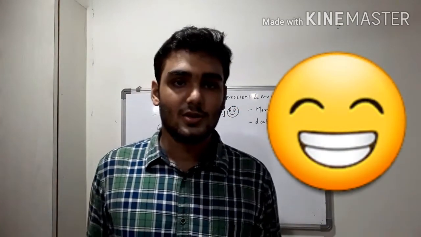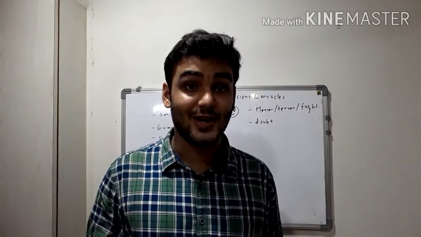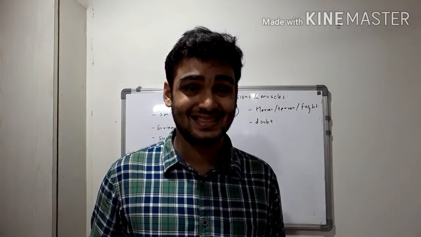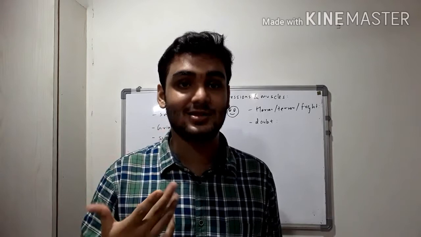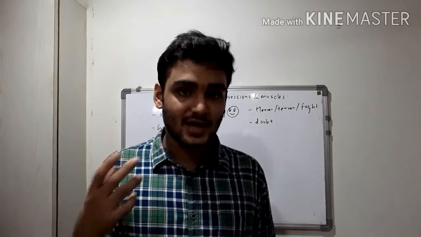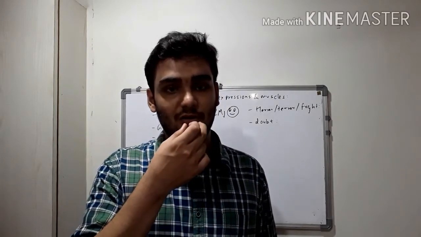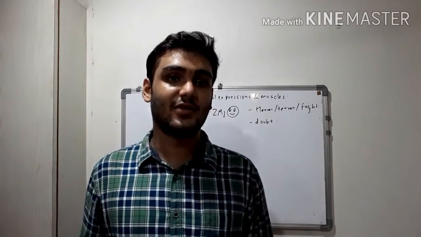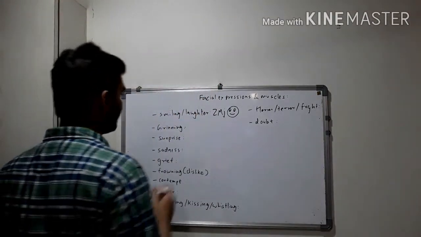Then grinning. So if you want to show how effective your toothpaste is, you smile by showing your teeth like this, and that is known as grinning. So the angle of mouth is retracted laterally, right? And that is the function of risorius. So the muscle of grinning is risorius.